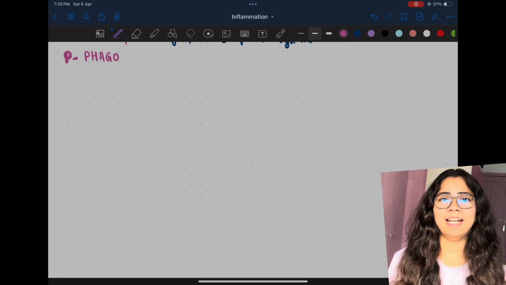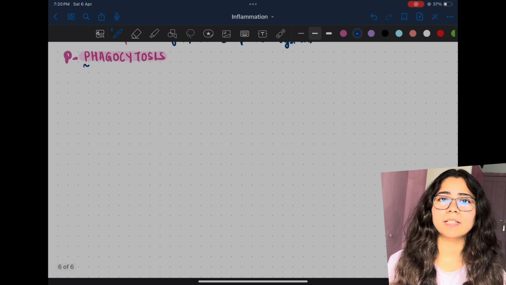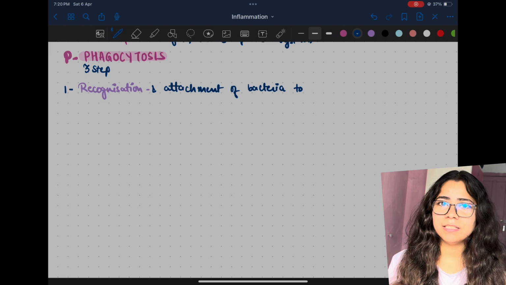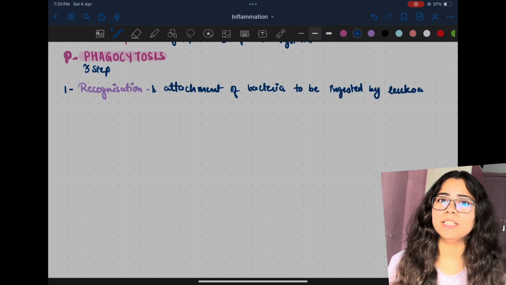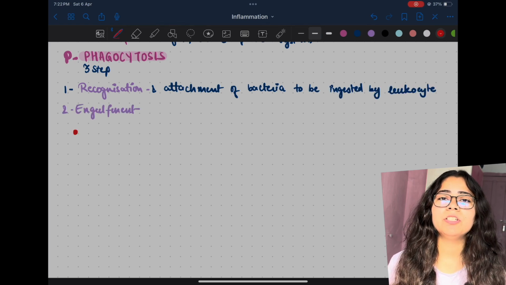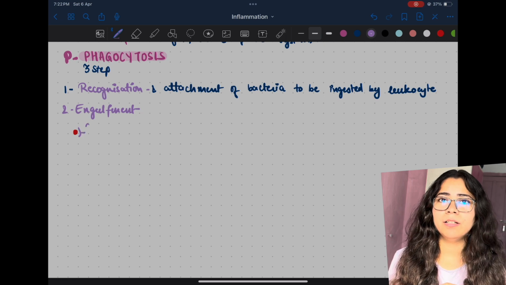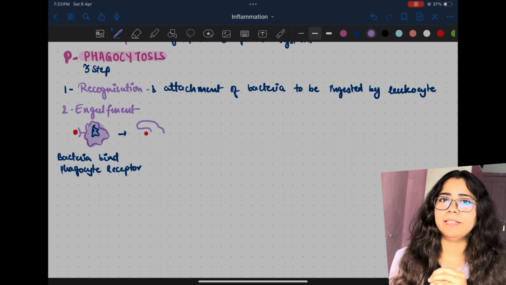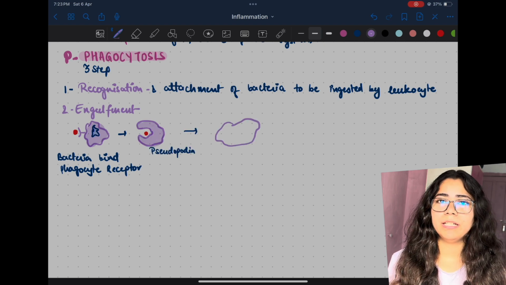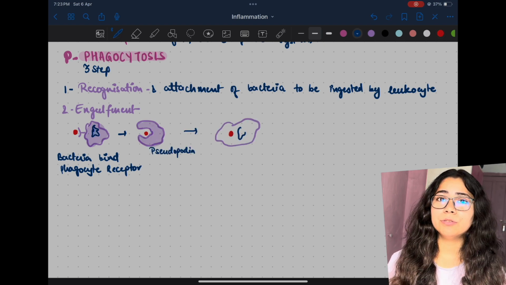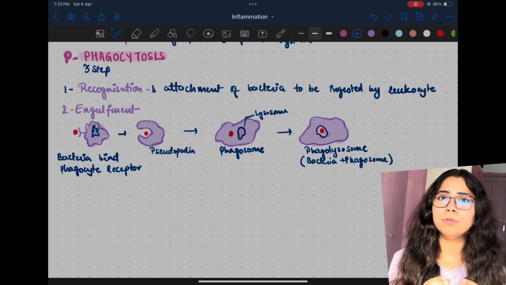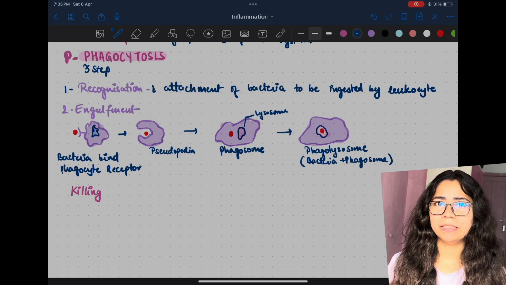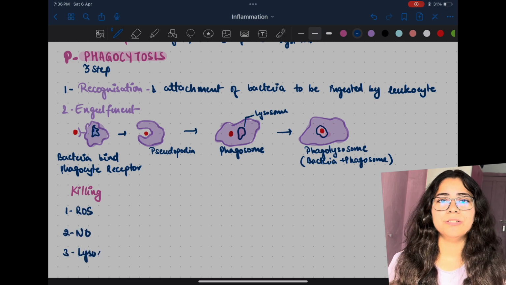And here comes our last step, that is phagocytosis. This is a 3-step process in which WBC will first recognize and attach to the bacteria to be ingested. Second is engulfment, in which bacteria will bind to the phagocyte receptor. Then pseudopodia will surround the bacteria, then phagocytosis of bacteria into phagosome. The phagosome will now fuse with lysosome to form phagolysosome. And last is the killing by reactive oxygen species or nitric oxide or lysosomal enzyme.